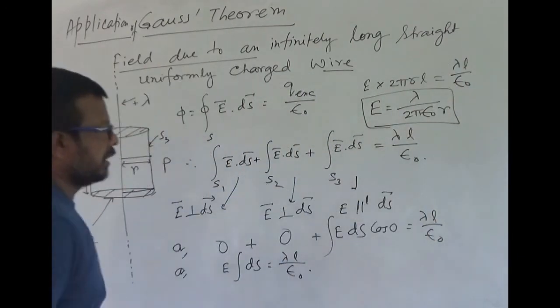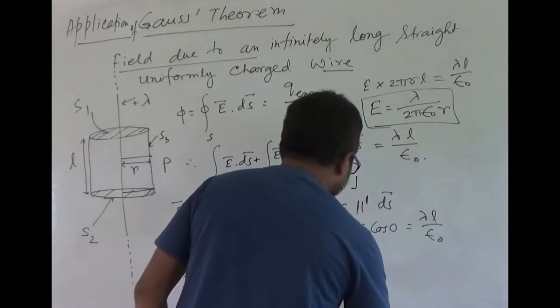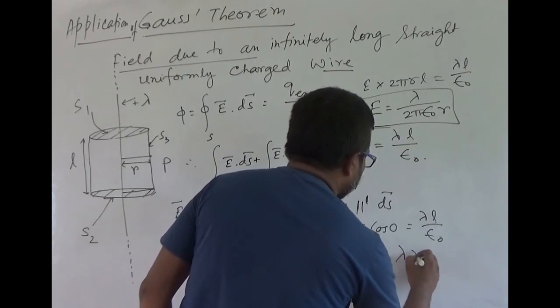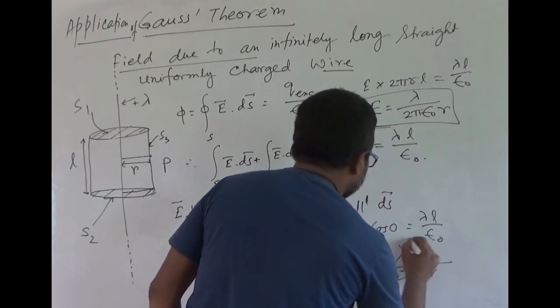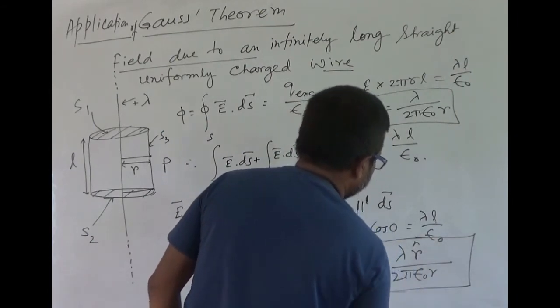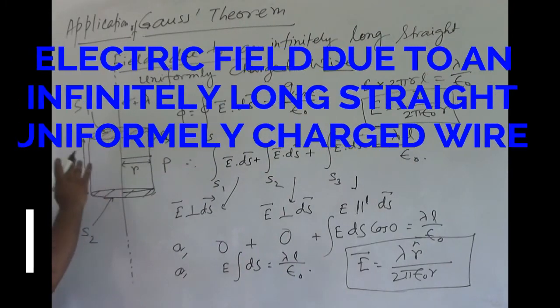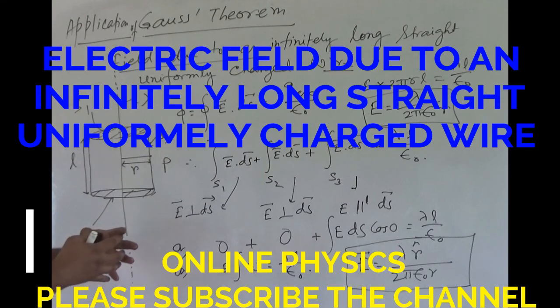L cancels out. Lambda divided by 2 pi epsilon naught r. And in vector form, you can write E is equal to lambda r hat divided by 2 pi epsilon naught r, because the field is radially outward for plus charge. If the wire is charged with negative charge, then it will be along minus r hat. That means it will be towards the wire.